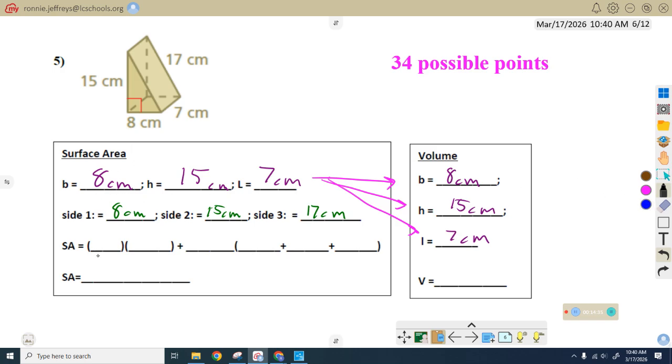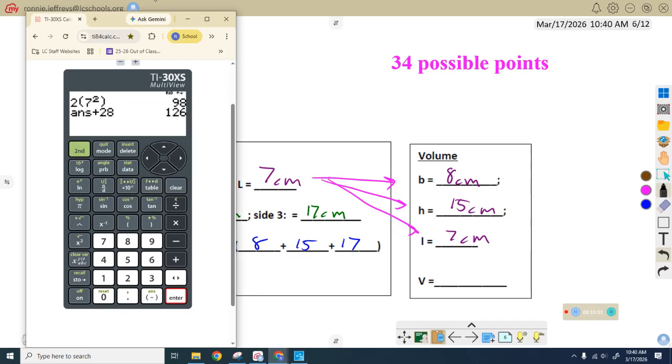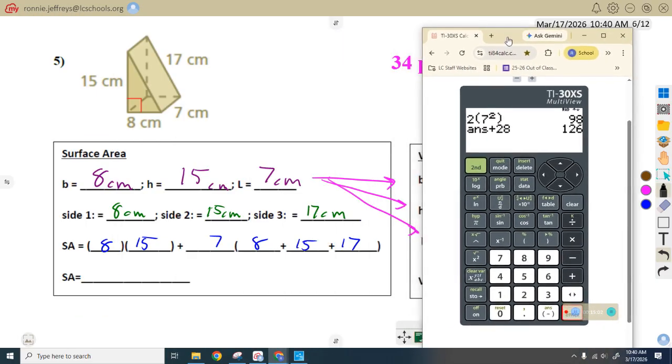All right, so base times the height. Times 15. 7, 8, 15, 17. Now, again, why did I not put the units of measure in that line that's written in blue? You're close. Because that's exactly how you're entering it in the calculator.